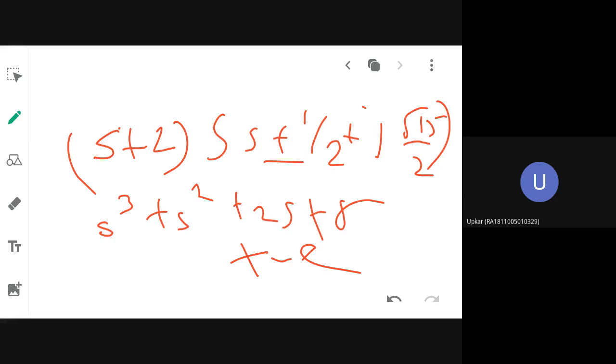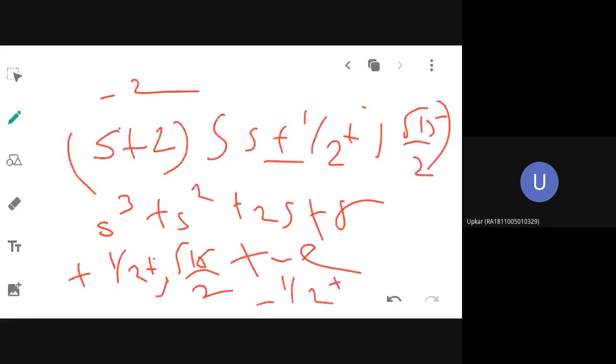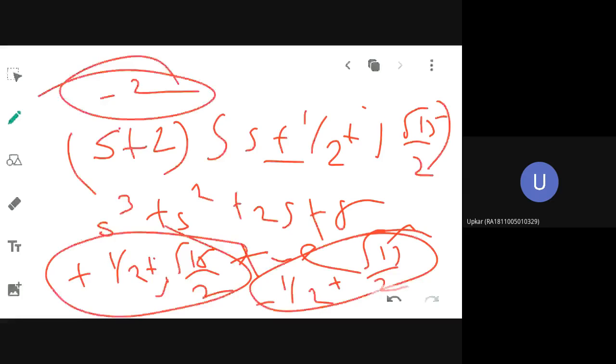But if you see, this will be minus 2, pole number 1. What are the other roots that you are having? Plus 1 by 2 plus j square root of 15 by 2, then minus 1 by 2 plus 15 by 2. So 3 roots you are having. One root is located at minus 2. The remaining roots are complex roots. Where will they be located, in the right half or left half?